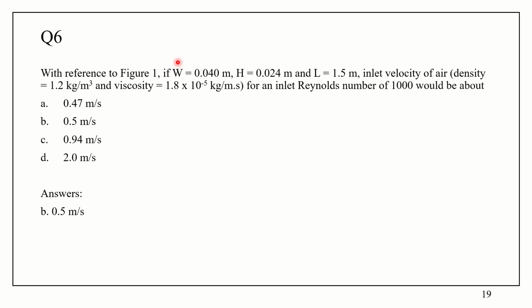So with reference to figure 1, if W is equal to 0.04 meter and height equal to 0.024 meter, length is 1.5 meter, inlet velocity of air is dash. If air density is 1.2 kg per meter cube and its viscosity is 1.8 into 10 power minus 5 kg per meter second, and the Reynolds number is given as 1000. So we know the answer as 0.5 meter per second.